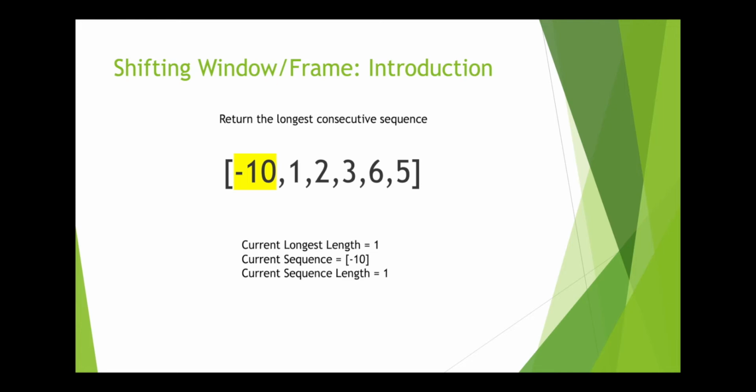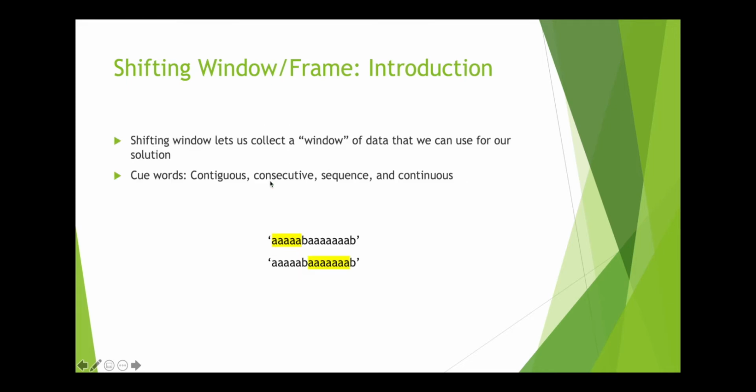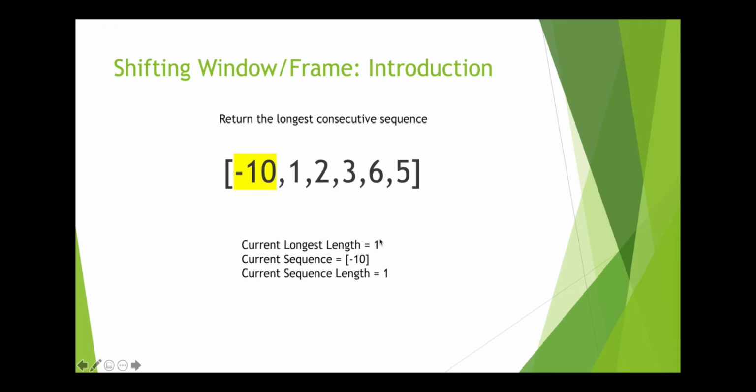So here we're going to start at negative 10, right? And that's our window start and end point. Our current longest length is 1. We want to store that in some way because, as we've seen in the previous example, our window will change in length. So we should have some kind of mechanism to store our maximum length, or maximum information in this case. Our current sequence right now is just negative 10. You could imagine it as a subarray of just negative 10, and its current length is 1.